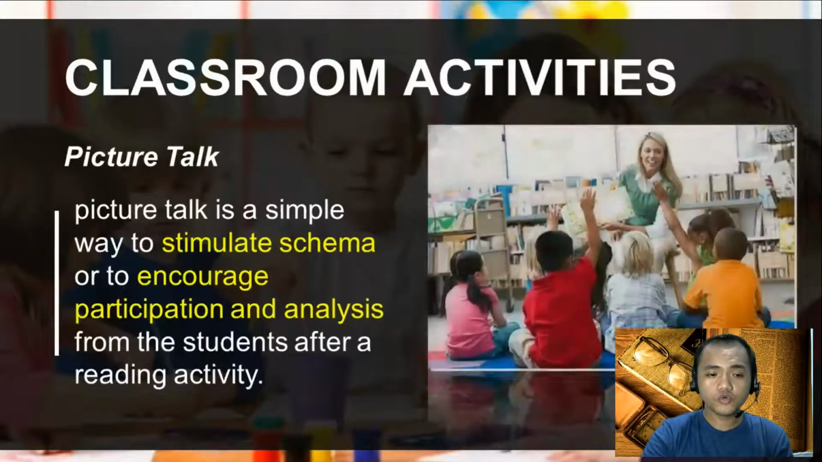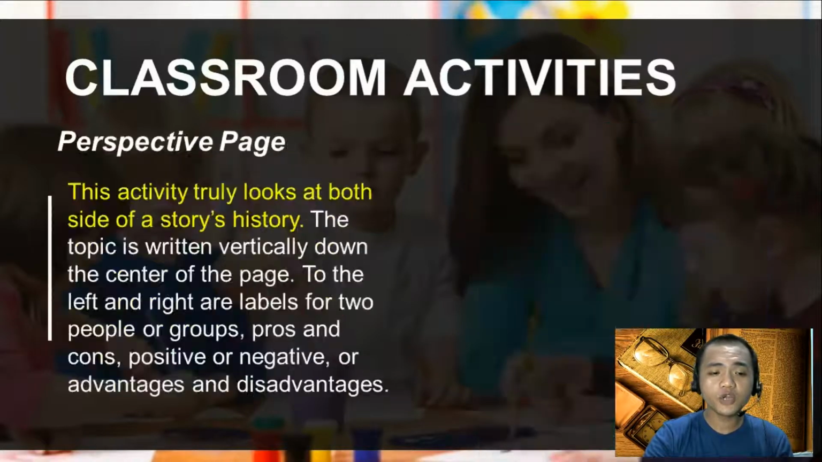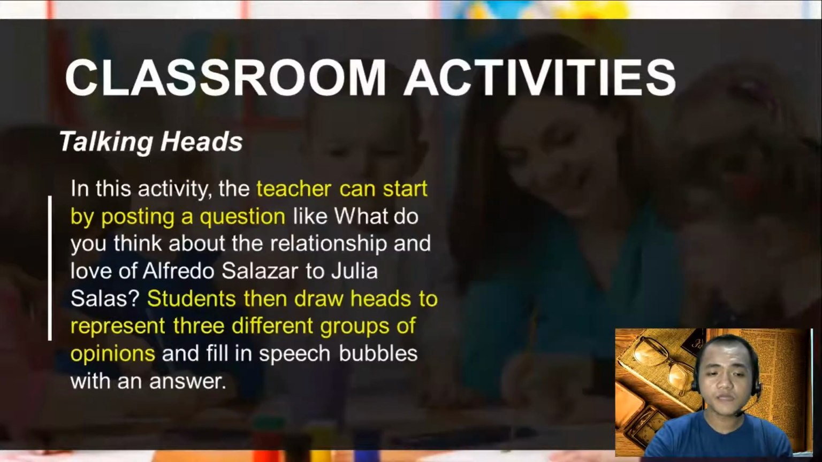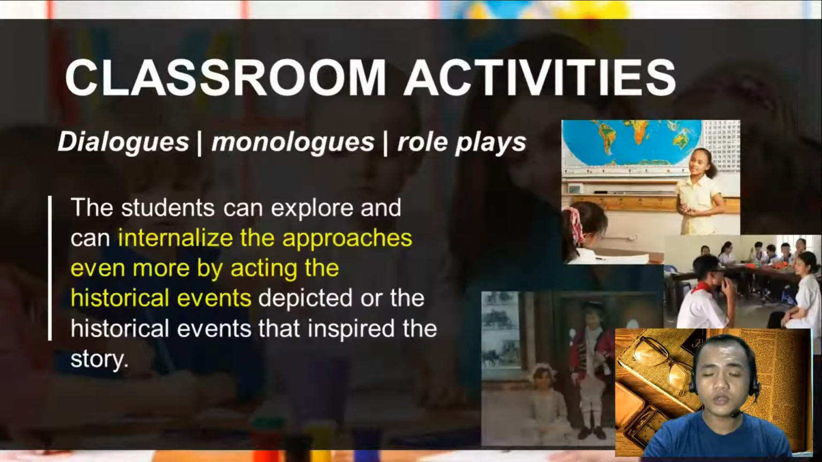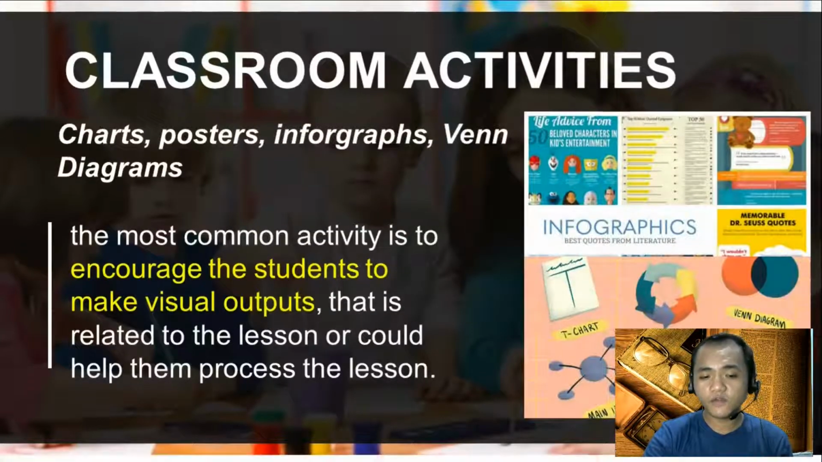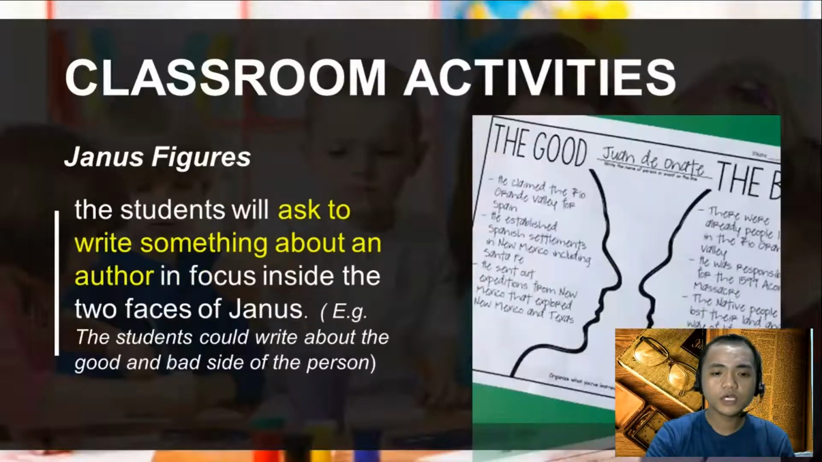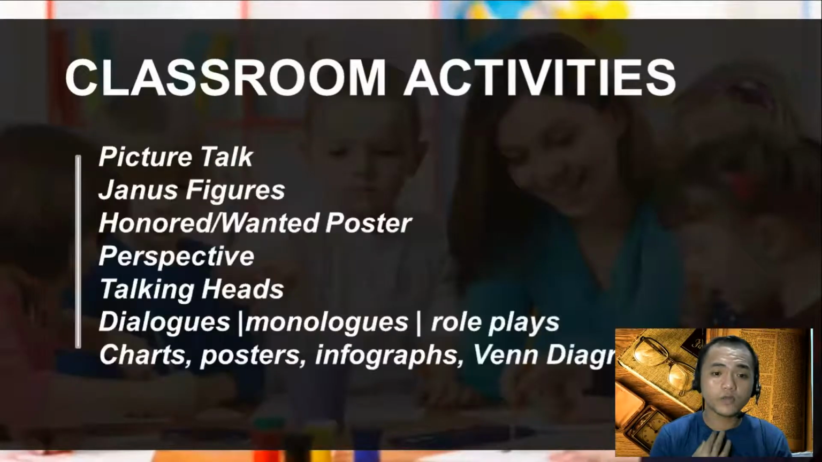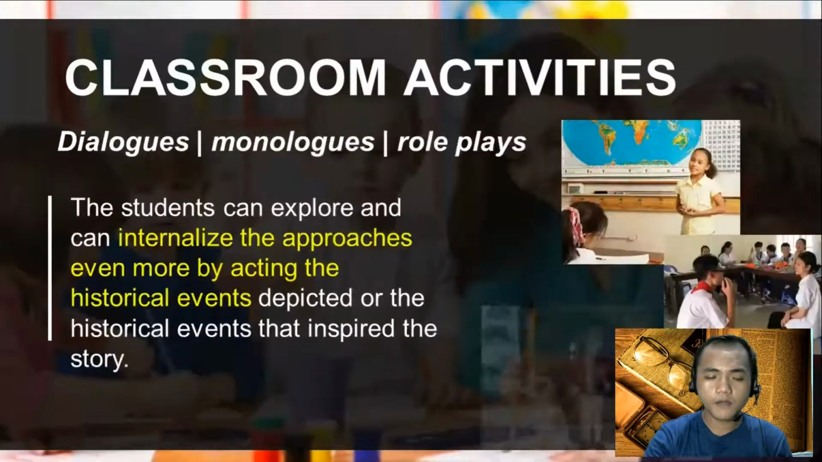So we could do picture talk, Janus figures, honored wanted poster, perspective page, talking heads, dialogue, monologues or role plays, and we have charts, posters, infographics, and Venn diagrams. Those are some of the activities that we can apply in historical and biographical approaches.